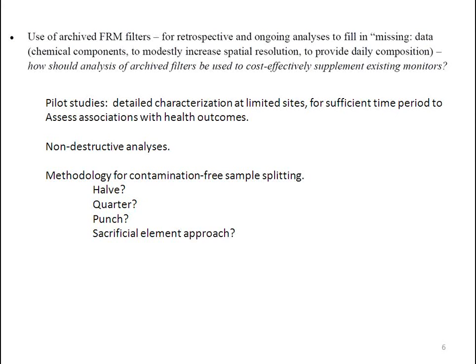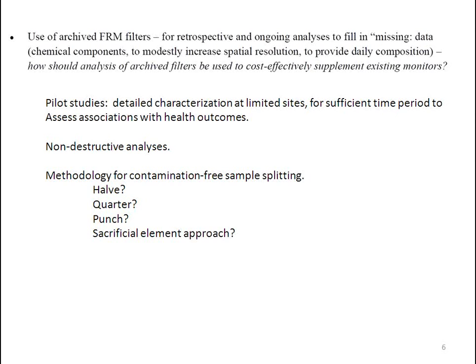Use of archived FRM filters. This is a gold mine, because we have tens of thousands of filters out there. They've been stored in various ways, so they're not useful for everything, but they can help us design the prospective studies. What are the elements we need, how do we analyze them, and how often are they above the detection limit? We've got the samples to answer those questions. We just need to come up with some pilot studies or some well-designed experiments to do that.